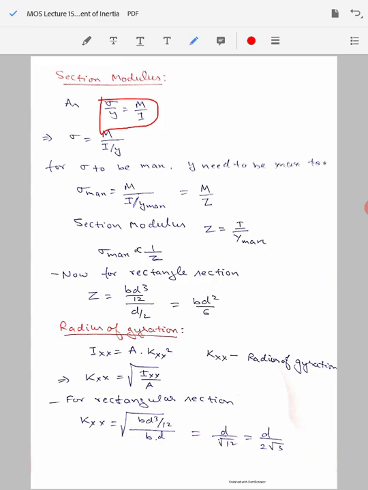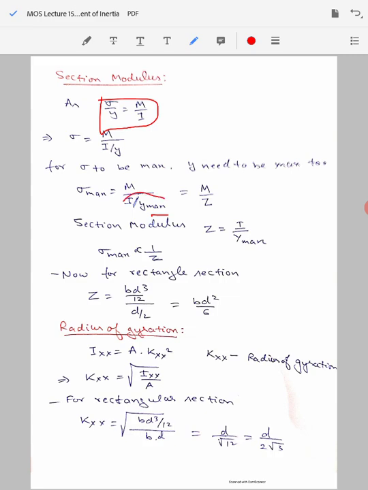The maximum distance fiber will be lying at the extremities, so it will be at the top of the beam and the bottom of the beam. So y needs to be max also. If you want to calculate the maximum stress that is developed in the cross section, you need to substitute y equal to y max, that is the extreme values of y. So sigma max will be equal to M divided by I by y max.